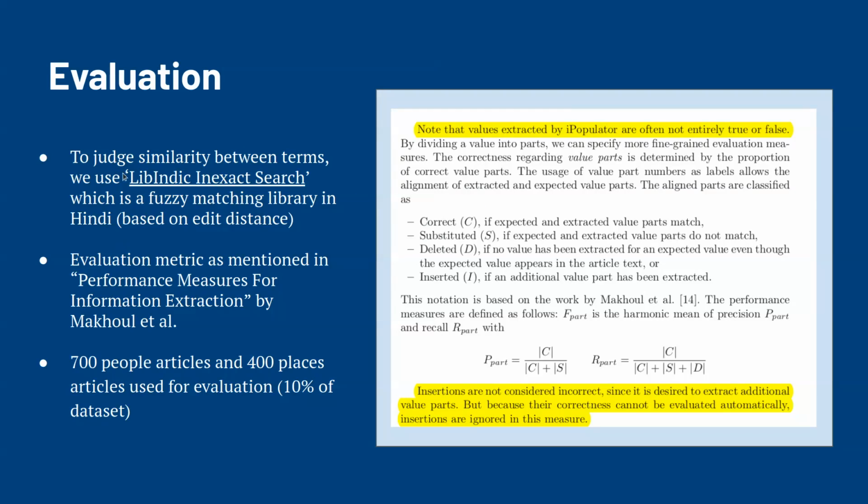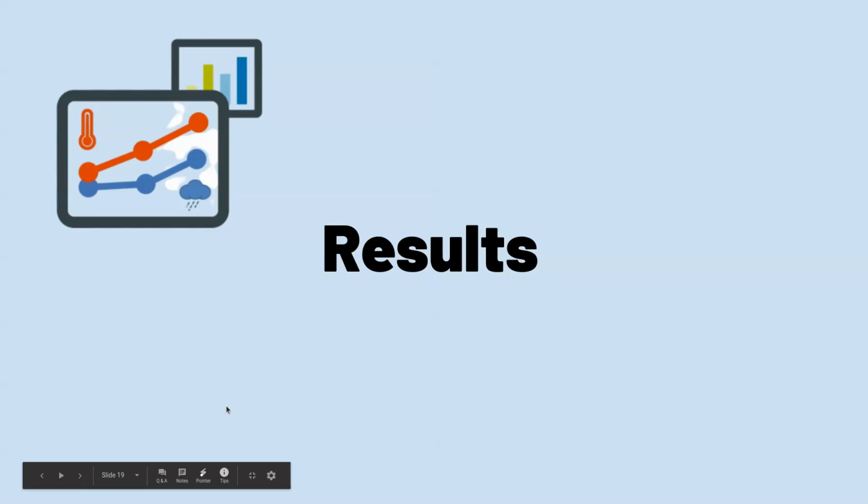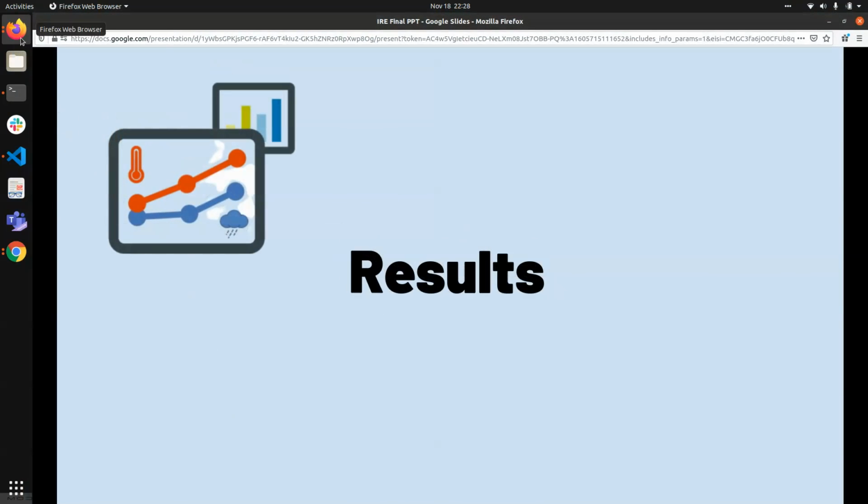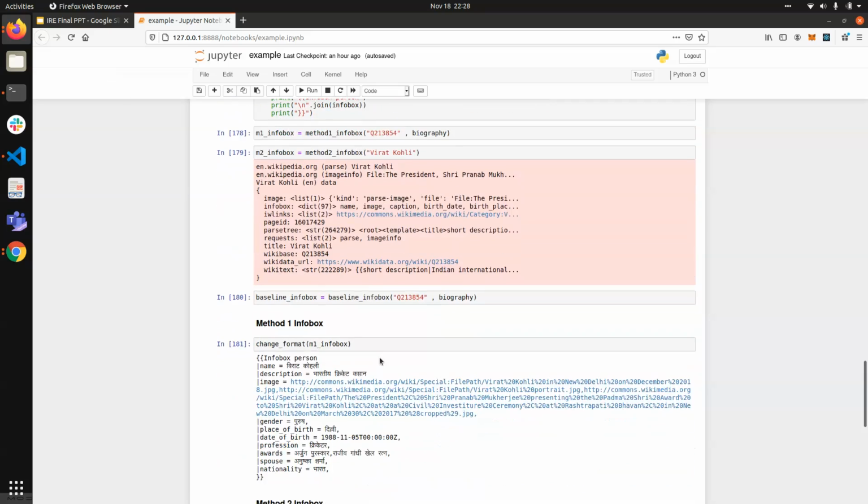For our evaluation, we use a fuzzy matching library in Hindi that can be viewed here. In our test set, we have 700 people-related articles and 400 places-related articles, which is 10% of our data set. We collect the precision, recall, and F1 scores for these methods. Let's quickly see the results that we got now.